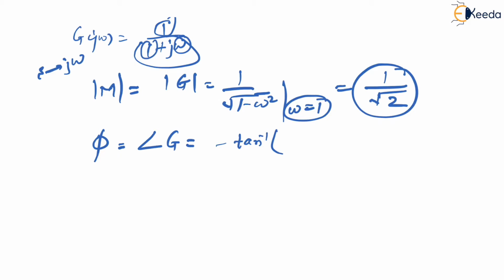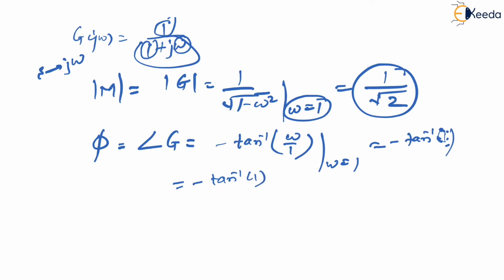Minus tan inverse of imaginary part upon real part. Imaginary part is omega, omega by 1. Now at omega equal to 1, you get minus tan inverse of 1. Is that correct? Yes. Which is nothing but equal to minus 45 degrees, because we know that tan 45 degrees is equal to 1. Correct?